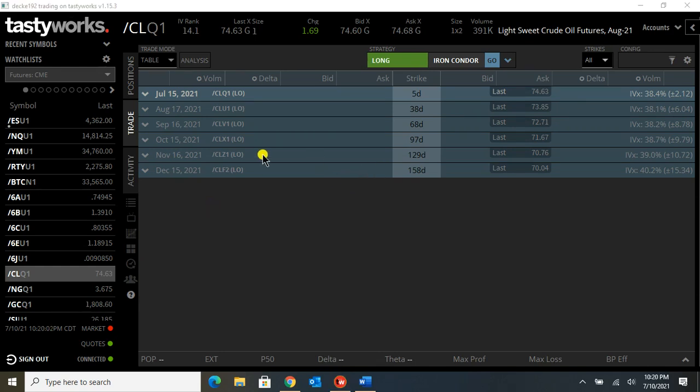So while I have the option chain up here, on the right hand side, Tastyworks actually shows the last price of each corresponding futures contract, which is pretty nice. So for CLQ1, the last price was $74.63, which you can see here. The September, the U, is $73.85, and so on and so forth. You can see as we go out in time, the price of crude actually goes down.